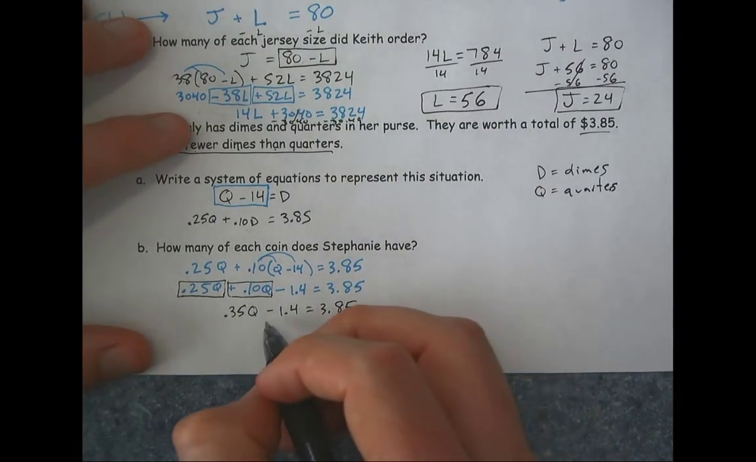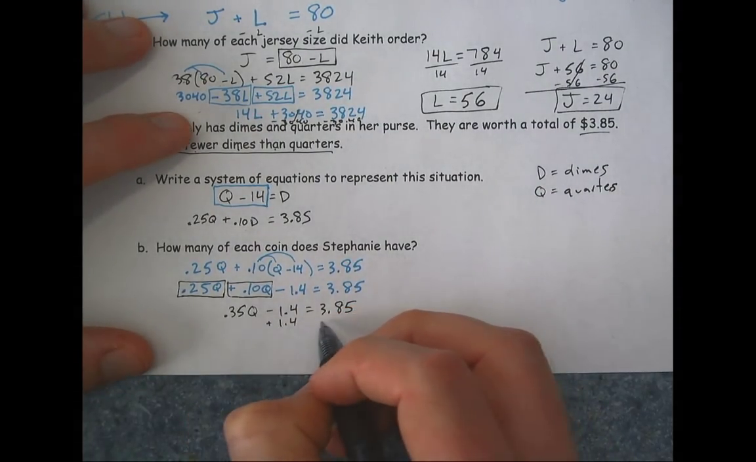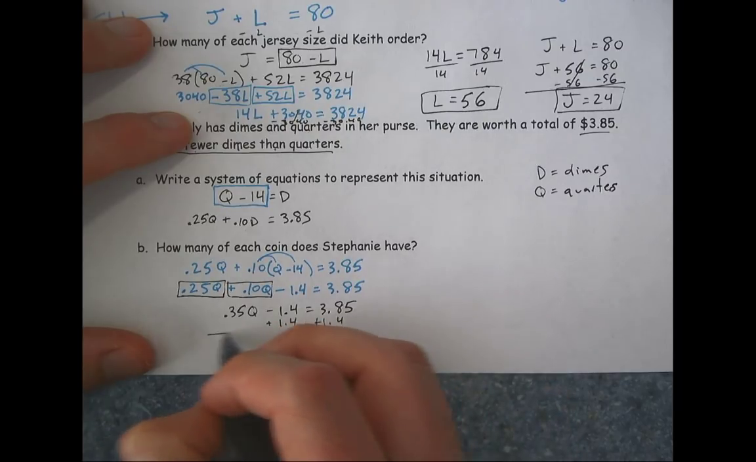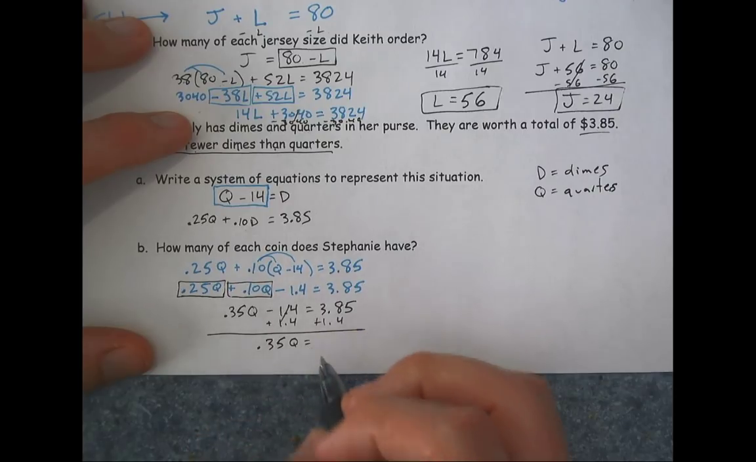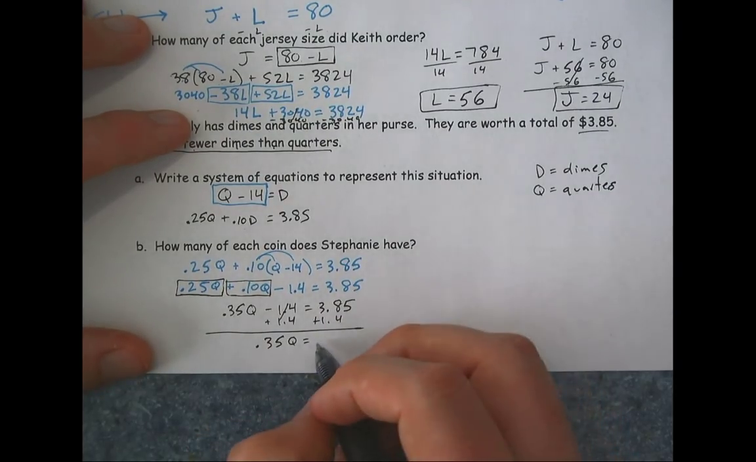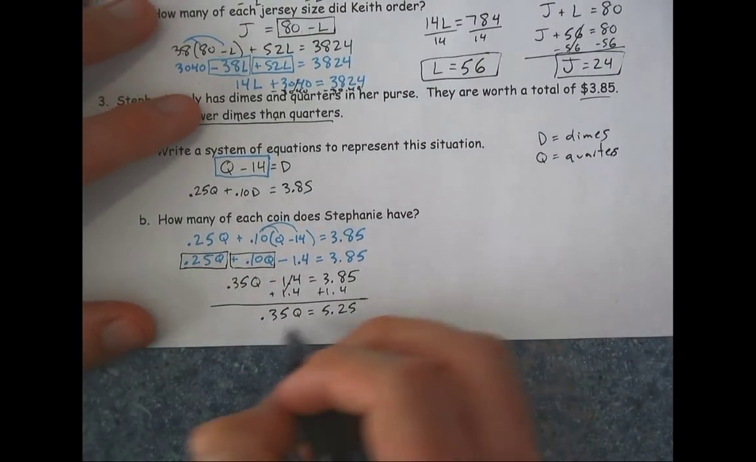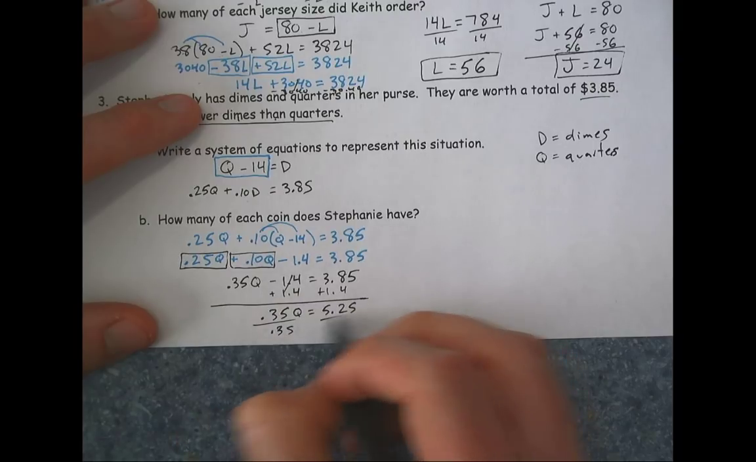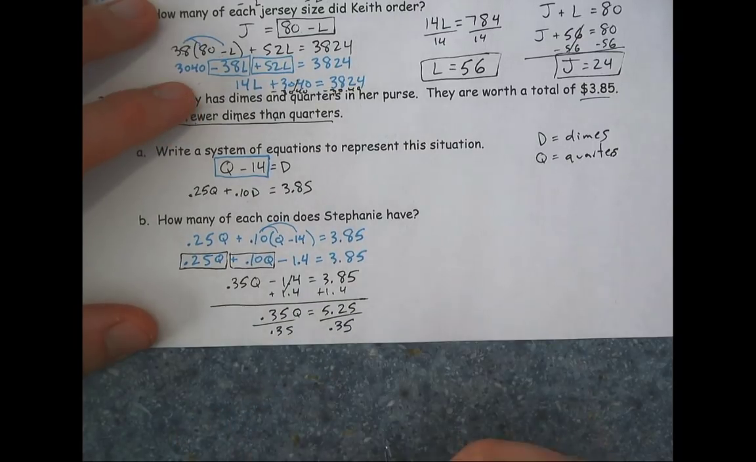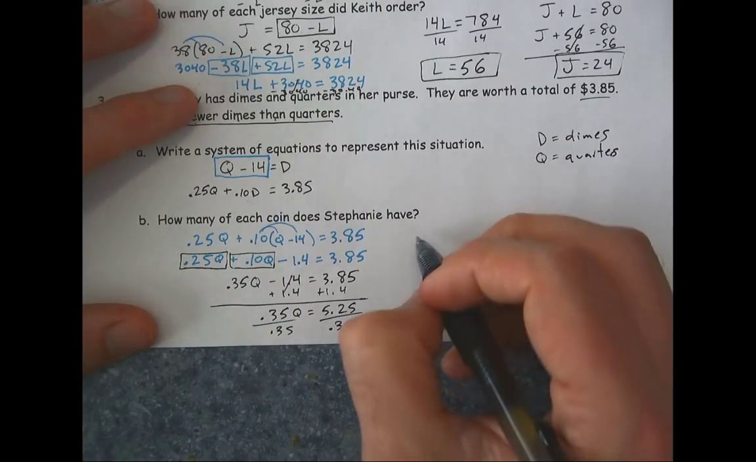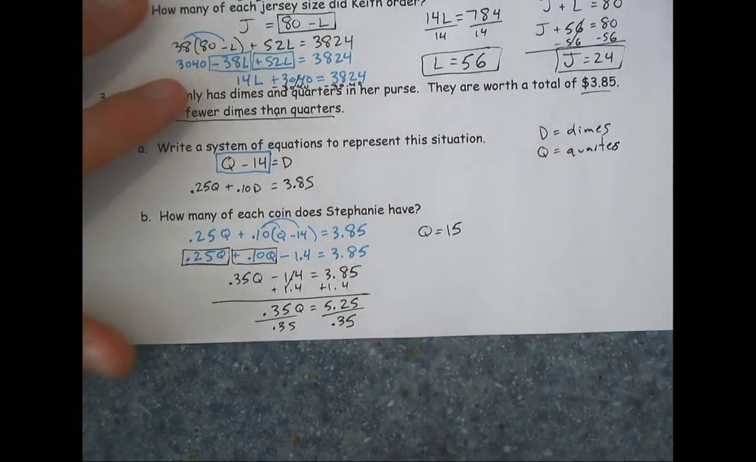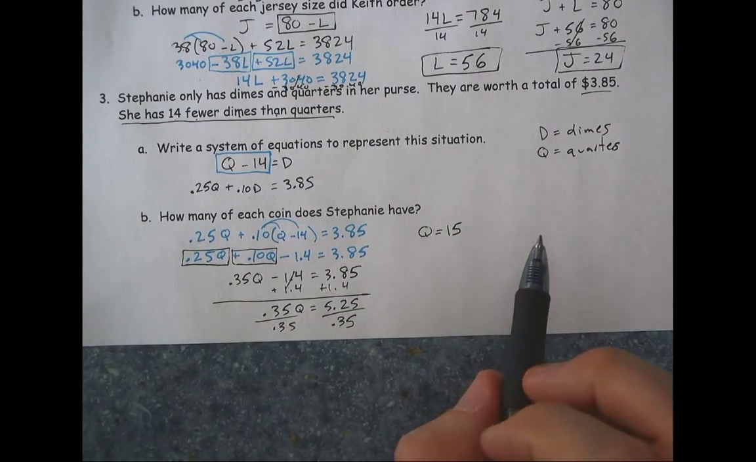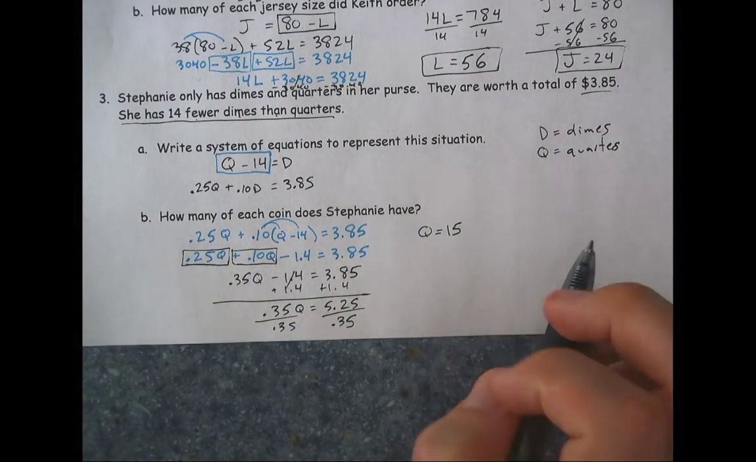And now I'm just trying to get Q by itself, so I'm going to add 1.4. I still have 0.35 Q on this side. Add those together, comes out to $5.25. And I'm just going to divide that now by the 0.35. And you run that through your calculator and you find out that Q equals 15. So that means the number of quarters is 15.